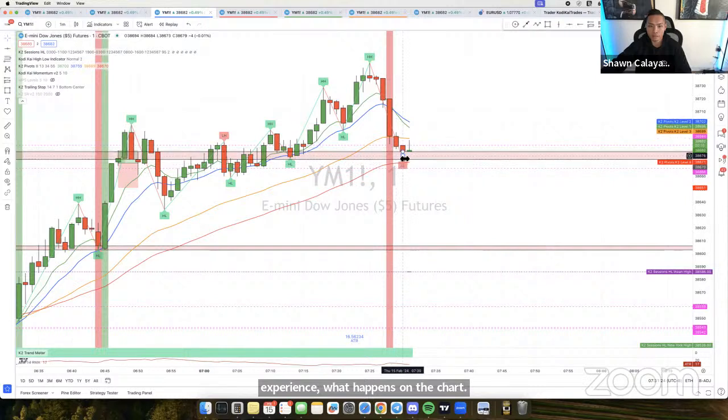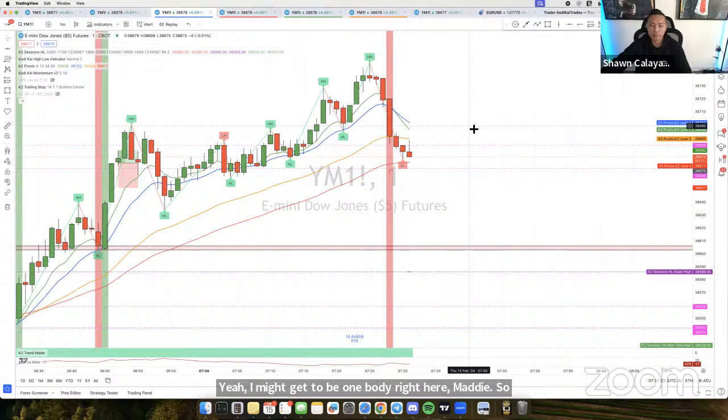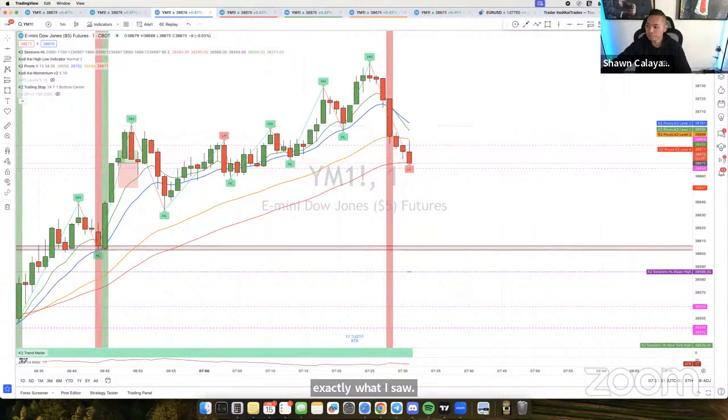Yeah, we might get the V1 body right here, Maddie. Saw exactly what I saw. We'll see. Maybe, maybe not. Yeah, Natasha said, I wish I took the PRB with you guys, but I was too afraid.